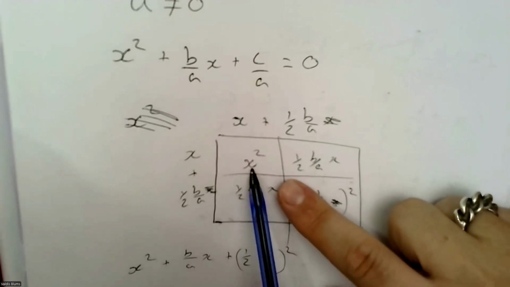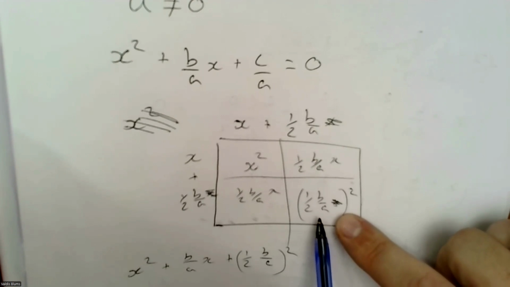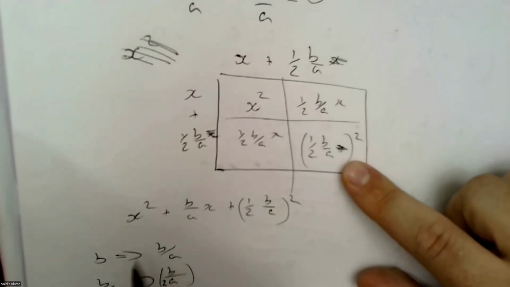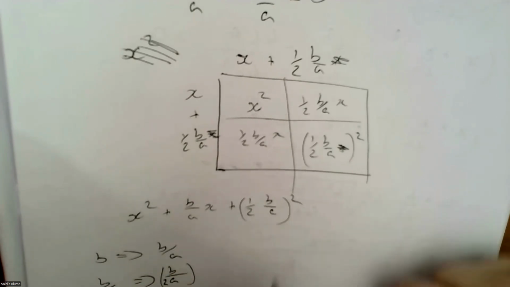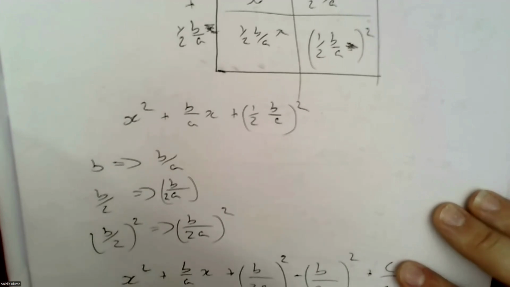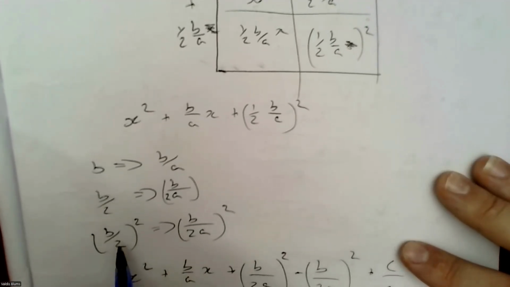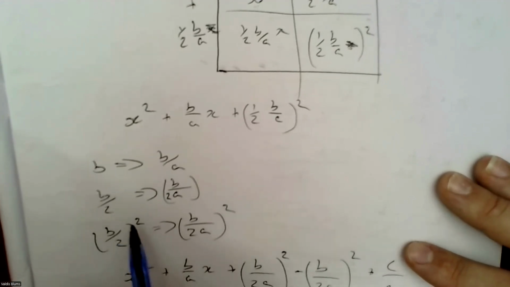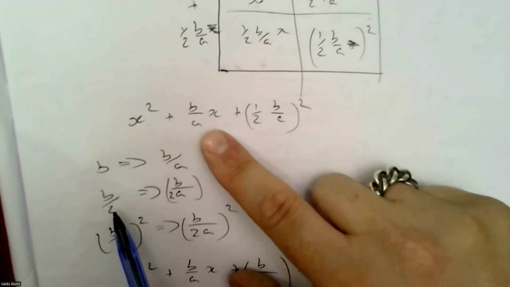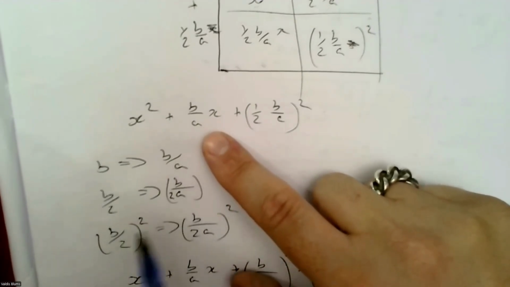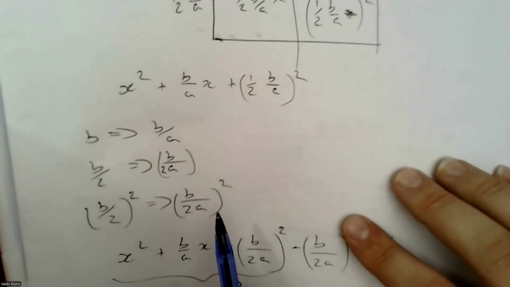I end up with an x squared component, a half b on a x. So I have two of those, and I end up with a half b on a all squared. Combining that, I have x squared plus a full b on a x plus half b on a squared. Now, when I'm completing the square, I want to look for my b on 2 value, my b on 2 squared value. My b value in this case is b on a. My b on 2 will be b on 2a, and my b on 2 all squared will be b on 2a squared. So same process as last time.